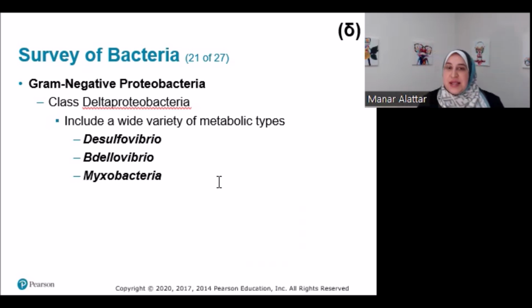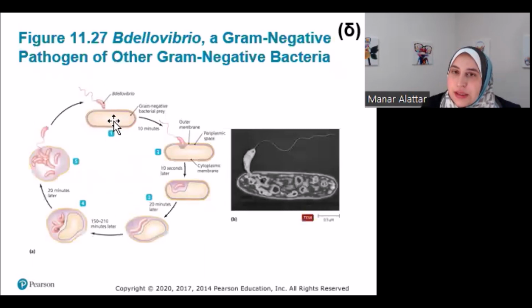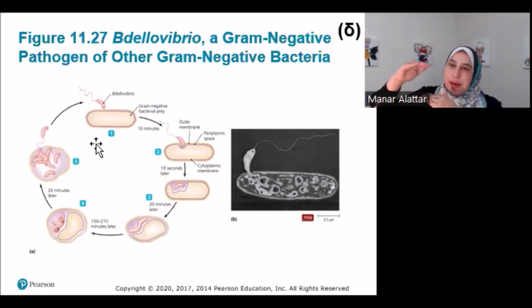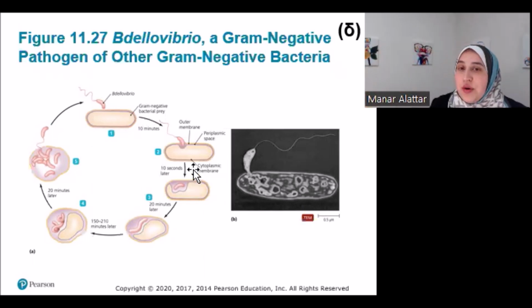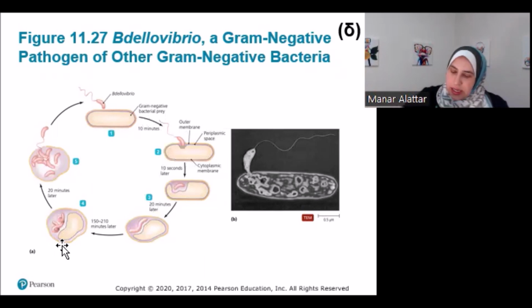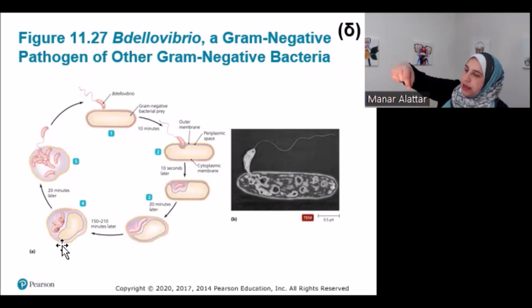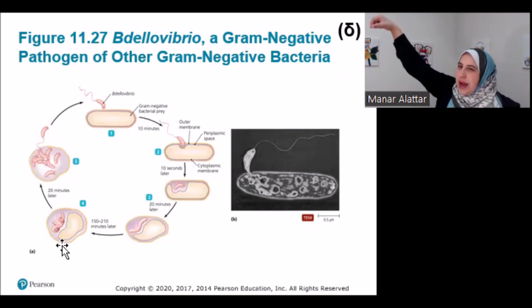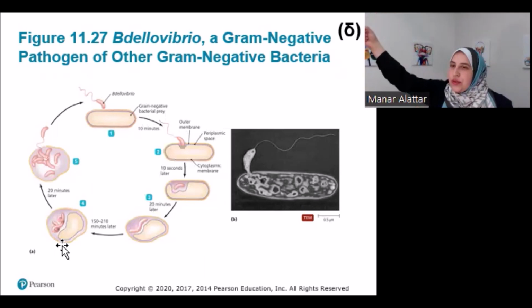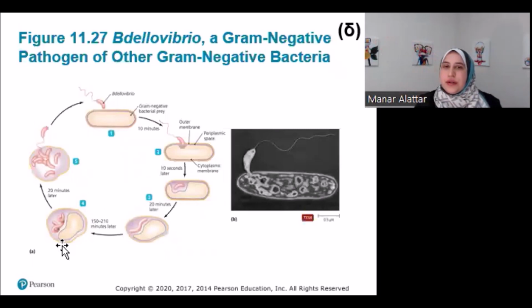Then we have Bdellovibrio, which is interesting because it is actually a gram-negative pathogen of gram-negative bacteria. And so it's a very small organism that's able to actually infect the bacteria and then live within the intramembrane space, metabolize, and reproduce until it essentially takes over the organism from within. And then it has an interesting way of reproducing in that it elongates really long, kind of like binary fission, but even longer than usual, and then divides into multiple daughter cells.